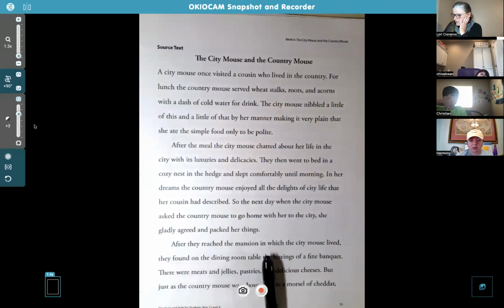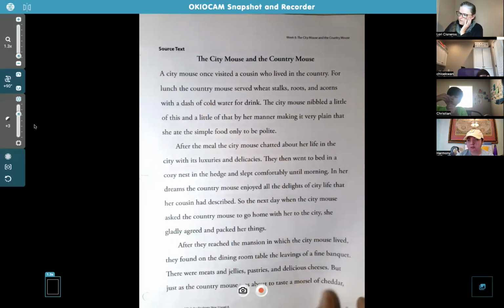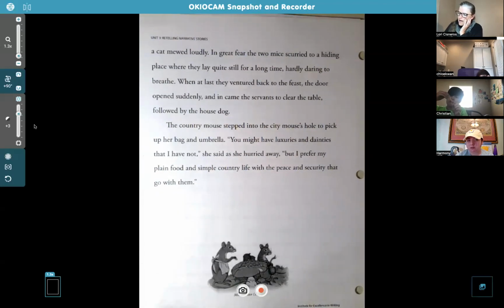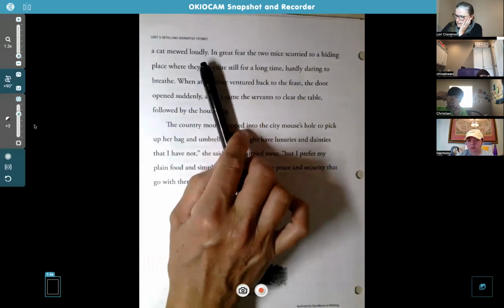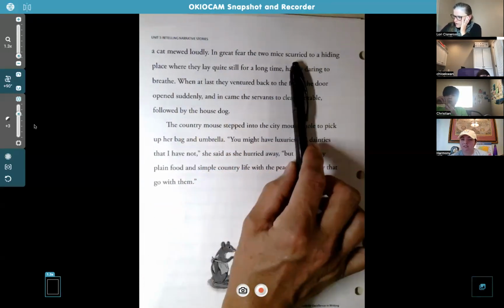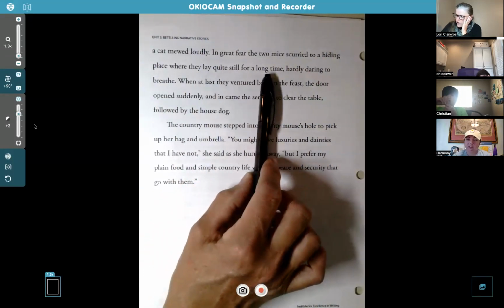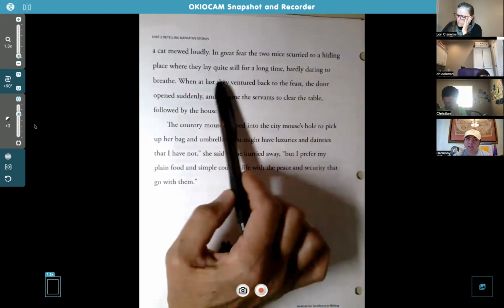After they reached the mansion in which the city mouse lived, they found on the dining room table the leavings of a fine banquet. There were meats and jellies, pastries, and delicious cheeses. But just as the country mouse was about to taste a morsel of cheddar, a cat meowed loudly. In great fear, the two mice scurried to a hiding place where they lay quite still for a long time, hardly daring to breathe.